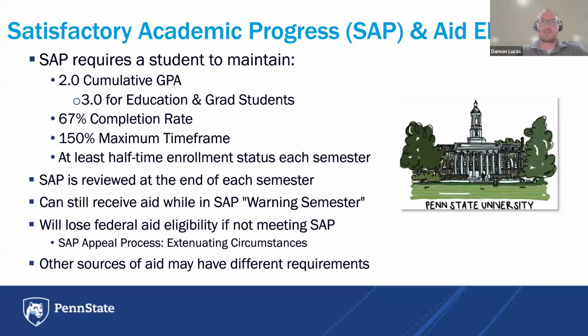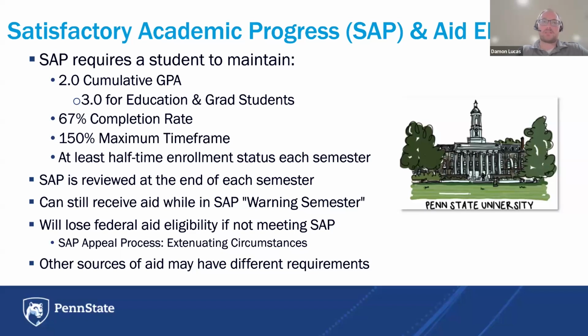So, satisfactory academic progress, or SAP, and aid eligibility. A student requires a cumulative GPA of 2.0 or higher, and 3.0 for educational and grad students. There must be a course completion rate of 67% or higher, and a 150% maximum time frame. The student must be enrolled in half-time enrollment status each semester, so that's 6 credits or above. Anything below 6, you're not eligible.